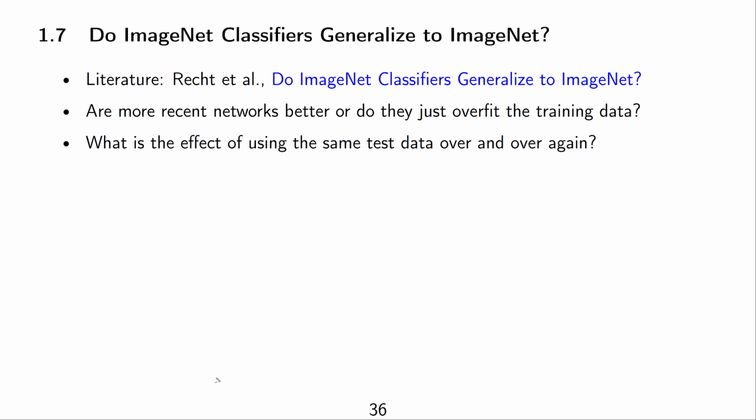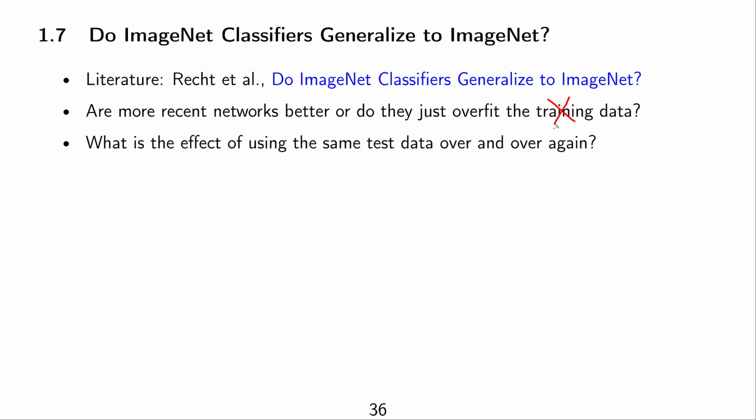So another question about generalization, asked by the group of Recht, is: do ImageNet classifiers generalize to ImageNet? Maybe another way to discuss this paper would be to ask the questions: are more recent networks better, or do they just overfit the training and test data?